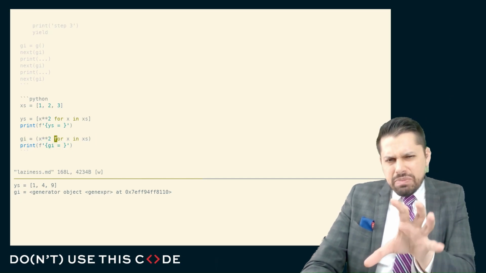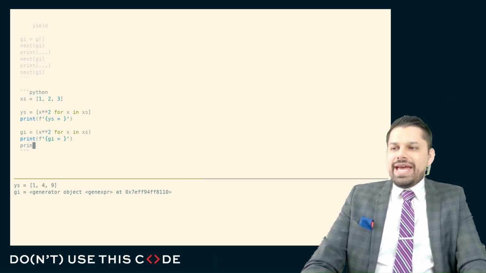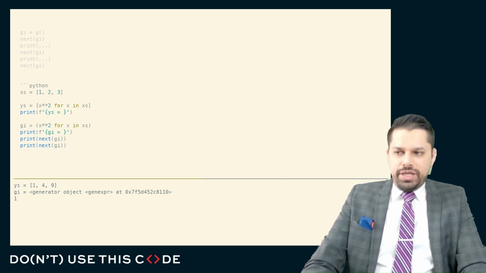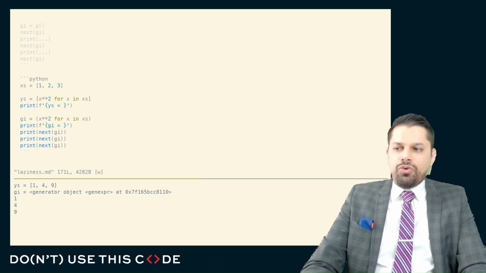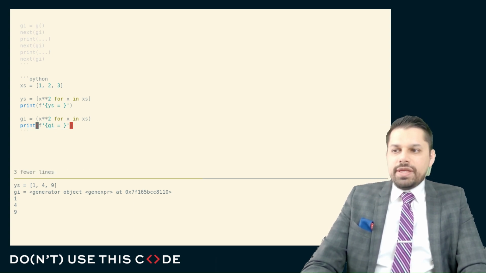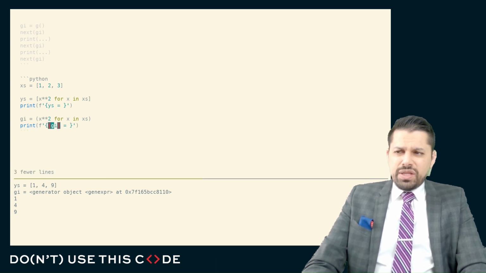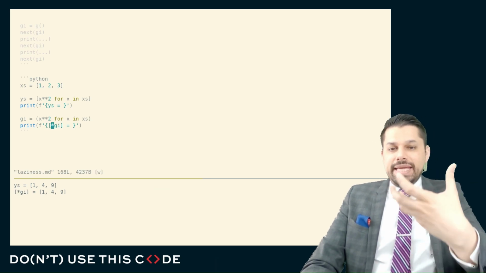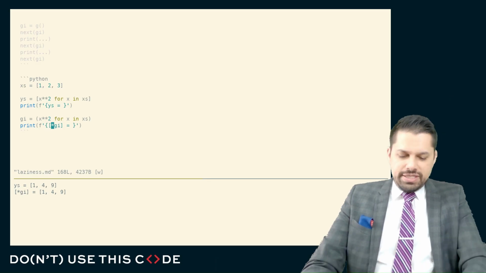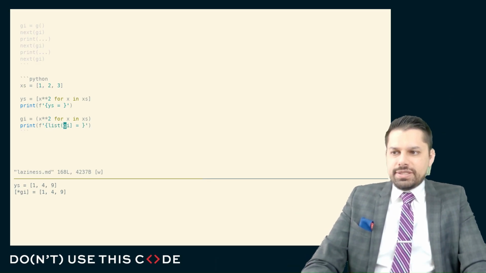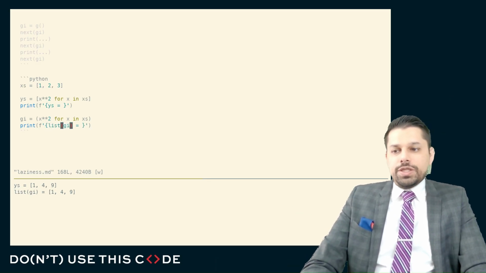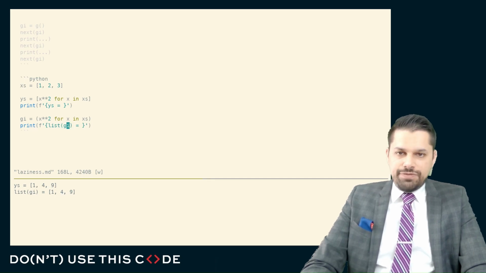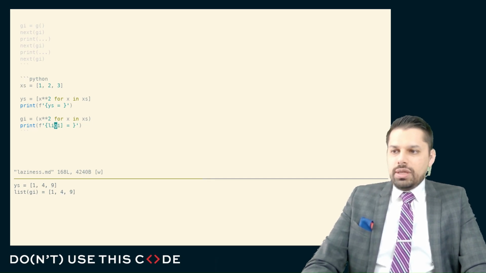You get some intermediary, which you can then ask for parts of the answer. You can say, give me the first part of the answer, the 1. Give me the second part of the answer, the 4. Give me the third part of the answer, the 9. Or you can do something that people often call materializing. You can take this and dump it into a list using this syntax or this other syntax like this.